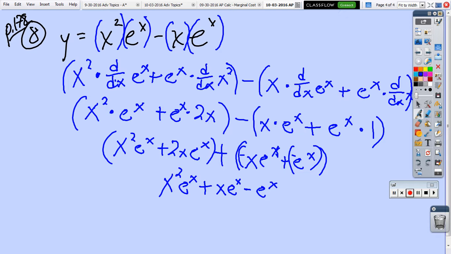Looks like we have an e to the x term that has an x squared in front of it, so that doesn't really have anything alike with it. But if you look here, we have 2x e to the x plus negative x e to the x. Well, 2x of something minus x of something would be 1x of that something. And then this here just minus e to the power of x. Okay. So this is y prime.